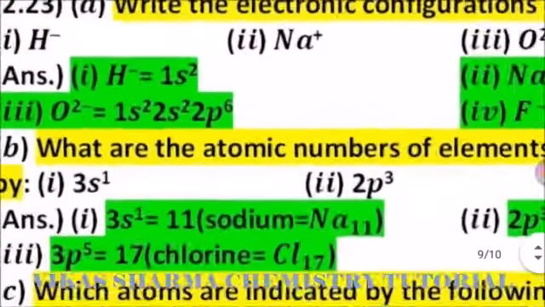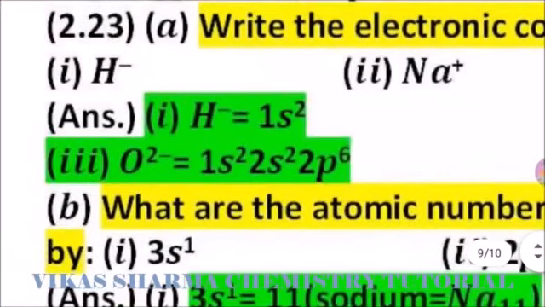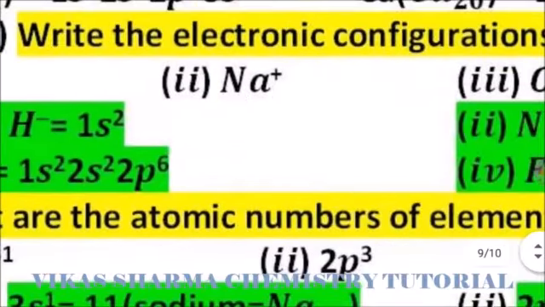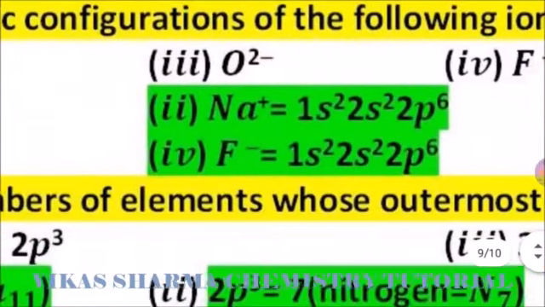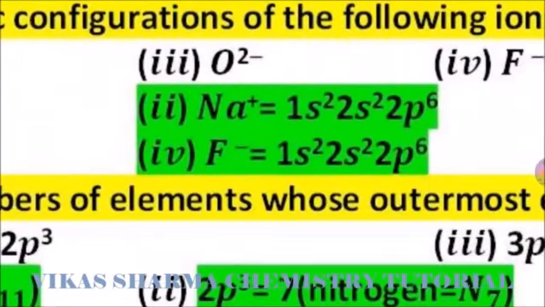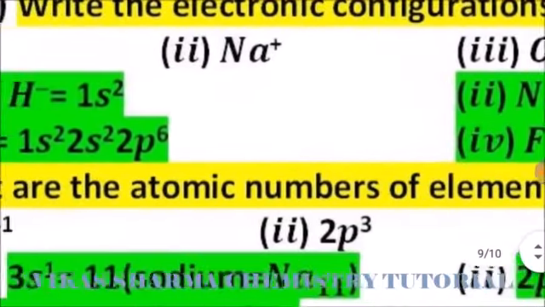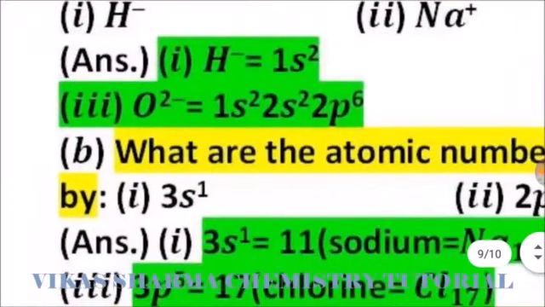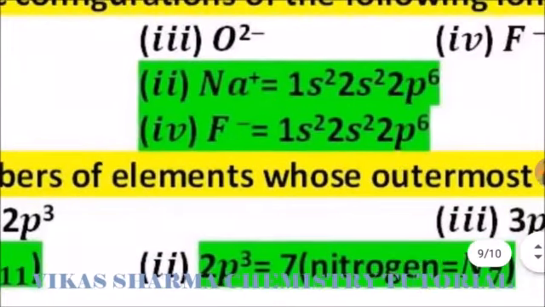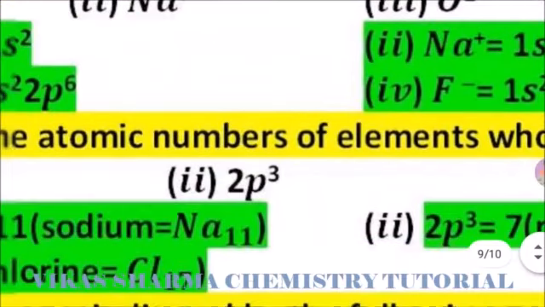First one: the atomic number of hydrogen is 1, but in the anionic condition it carries 1 extra electron, so the configuration is 1s2. Sodium's atomic number is 11, but in the ionic condition it loses 1 electron, so the configuration is 1s2, 2s2, 2p6. In the oxygen case, the atomic number is 8, so 1s2, 2s2, 2p6, because it takes 2 electrons. Fourth, the fluoride ion: the atomic number of fluorine is 9, so F negative takes 1 electron, and the configuration is 1s2, 2s2, 2p6.